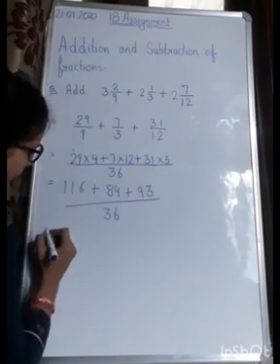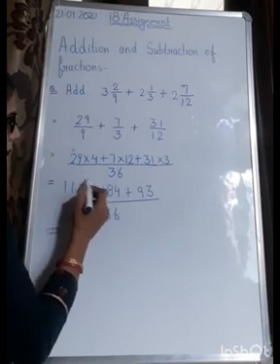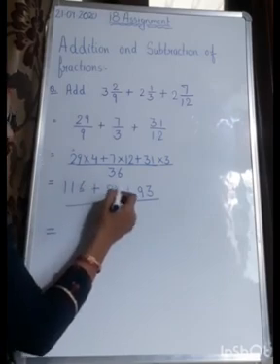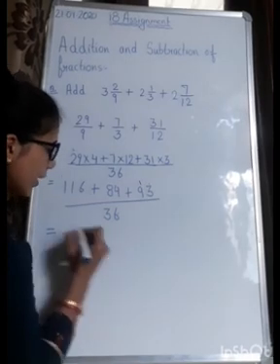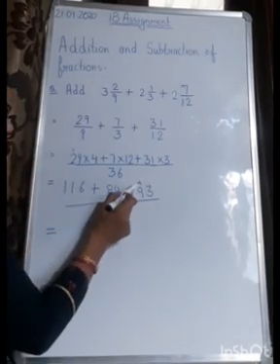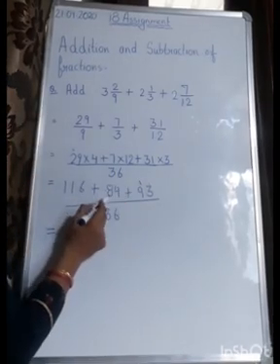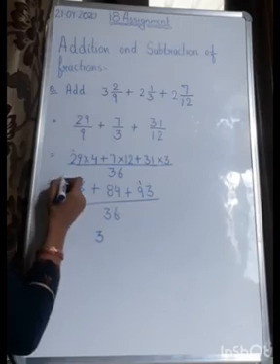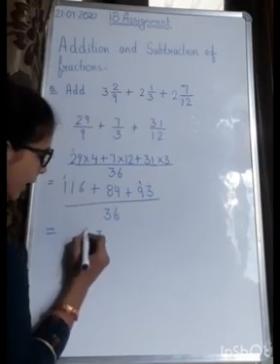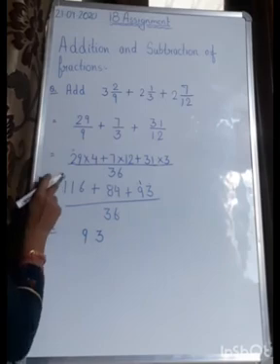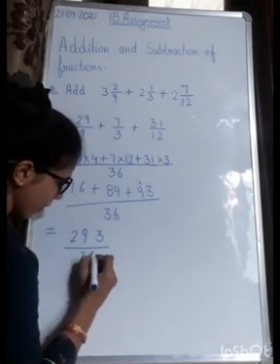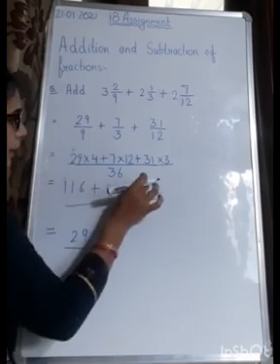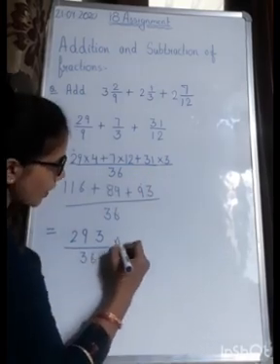This one is clear. Now you have to add them. Now 6 plus 4 will be 10, plus 3 13. Carry goes 1, 3 I have written over here. Now 9 plus 1 10, plus 1 18, plus 1 19. So carry goes 1 here, and here I have written 9, and 1 plus 1 2. So it is coming 293 by 36. Clear? So this will be your answer.